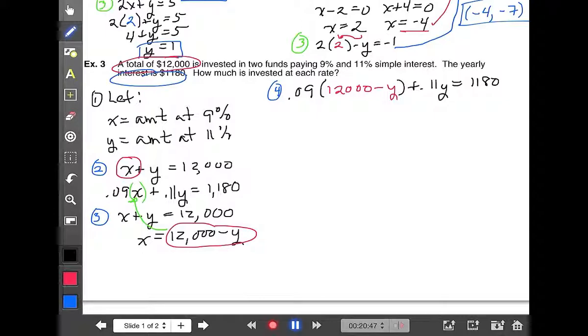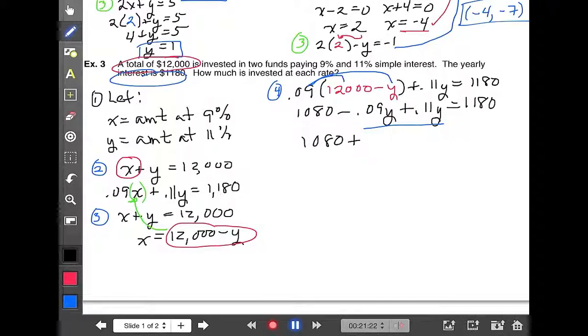So take 0.09 and multiply it to 12,000. So from here to here, we get 1,080. And then 0.09 times a negative y gives you minus 0.09y plus 0.11y equals 1180. Then we have like terms. So what's a negative 0.09 and a positive 0.11 going to give you? So we get plus 0.02y is equal to 1180.